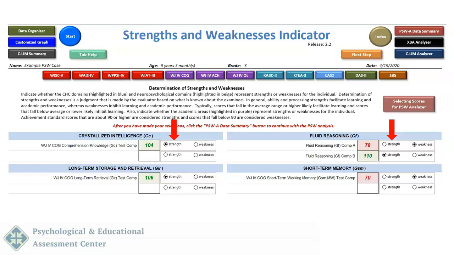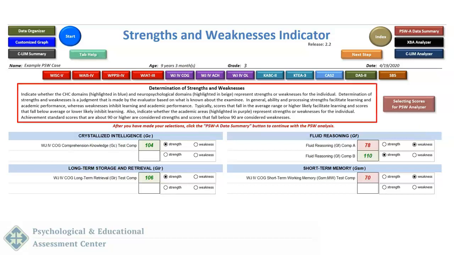If a score is determined to be a weakness, the examiner selects the Weakness button. The score turns red, and it is available to be analyzed to determine if there is consistency with another area of weakness or deficit. So how does the examiner determine if a composite score is a strength or a weakness?